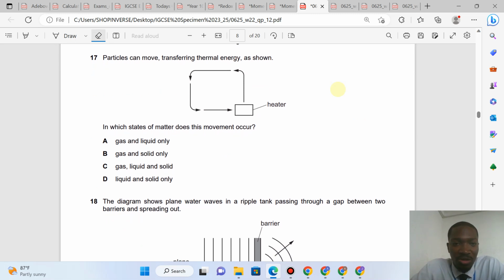Question 17. Particles can move, transferring thermal energy as shown. In which state of matter does this movement occur? Then this should be in liquid and the gaseous state. Why? Because molecules of solid are fixed in position and they can only vibrate about their main position. But in the case of liquid and gas, molecules can move freely. So option A is the correct answer, gas and liquid only.